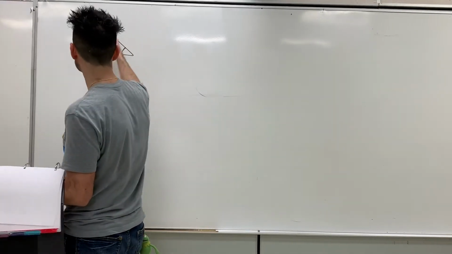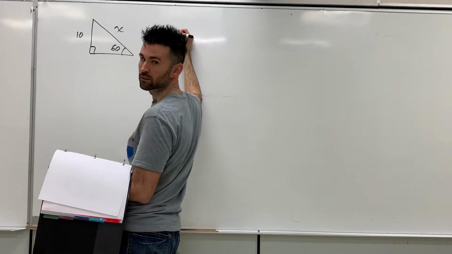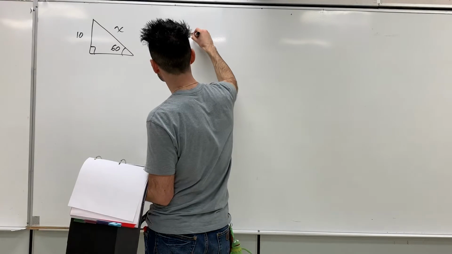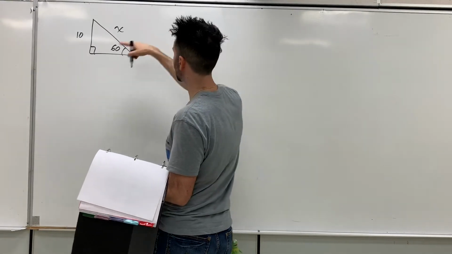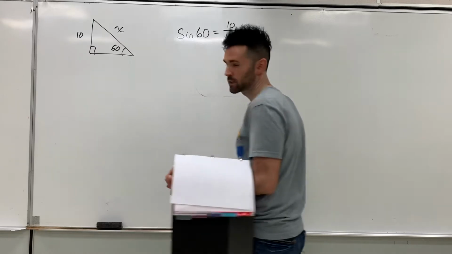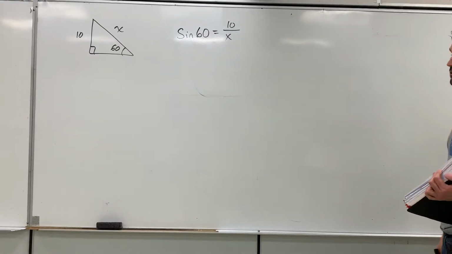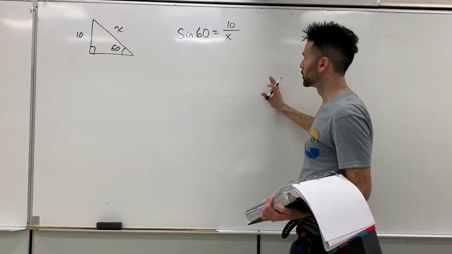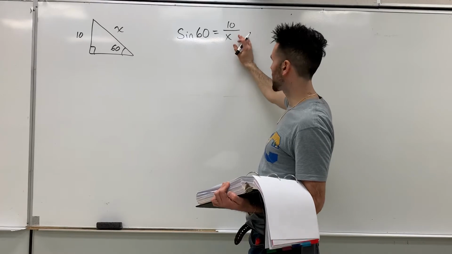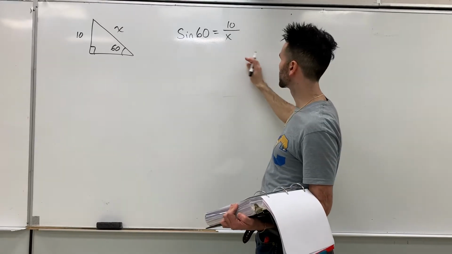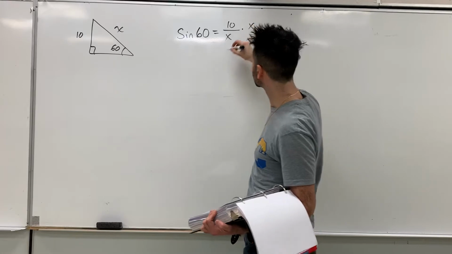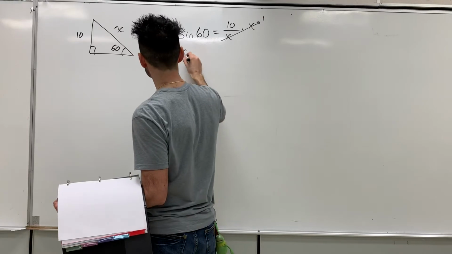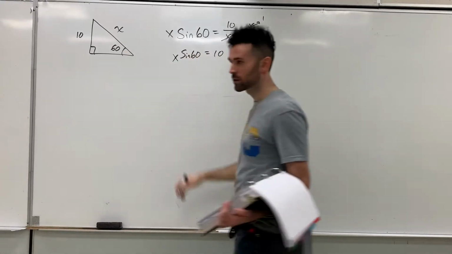So we got opposite over hypotenuse. So which one is that? What ratio? Sine. So we're going to go sine theta, which is 60, equals opposite 10 over hypotenuse x. Now, I don't know what you did in grade 10 for this, but no matter what, when you got a fraction, you're going to end up multiplying both sides by the denominator. Now in this case, the denominator has x in it, so I'm going to multiply both sides by x. X divided by x is 1, so now you have x sine 60 equals 10. Now what?